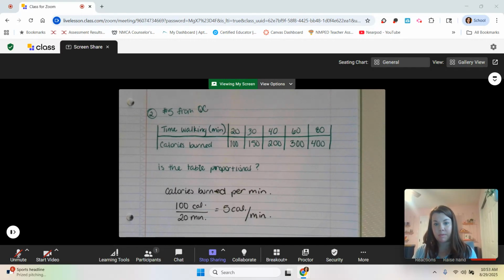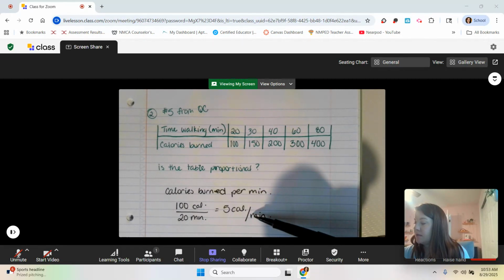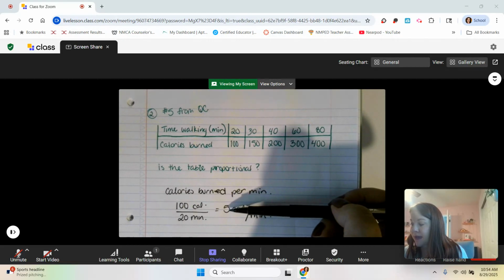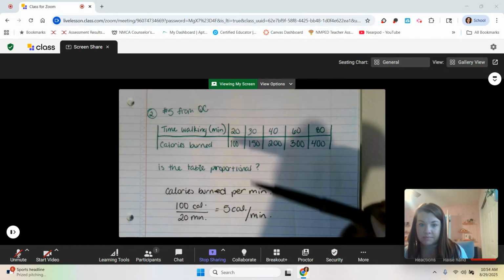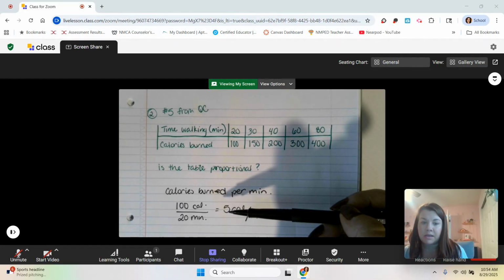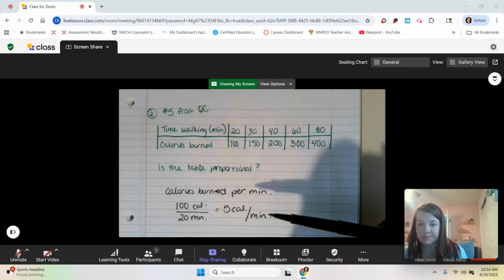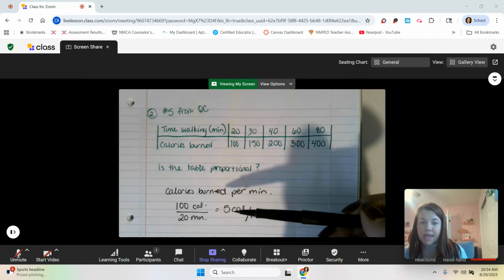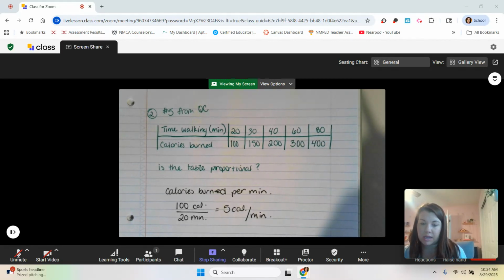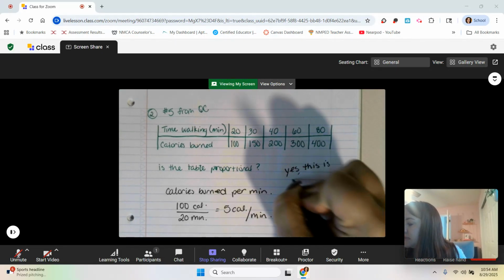Well, then with that, what we would want to think is, if I multiply the minutes times 30, then I would have to multiply the calories by 30. 5 times 30 is 150. If I multiply my minutes times 40, I have to do the same thing to the calories. 5 times 40 is 200. If I multiply my minutes by 60, I have to do the same thing to the calories. 60 times 5 is 300. And the same would be true with the 80 and the 400. So therefore, the answer would be yes, this is proportional.